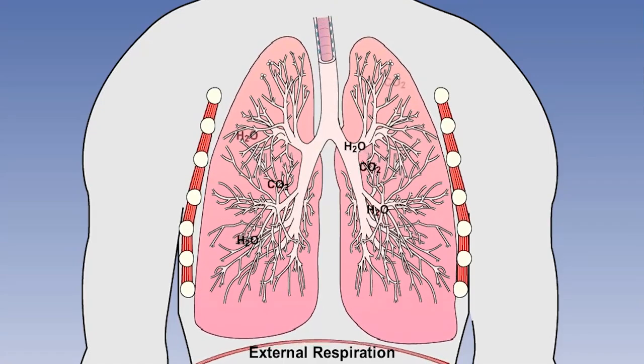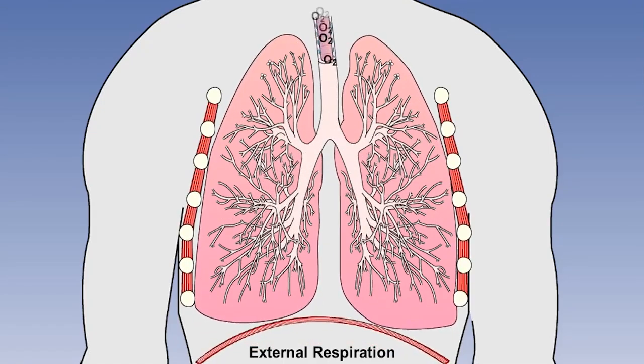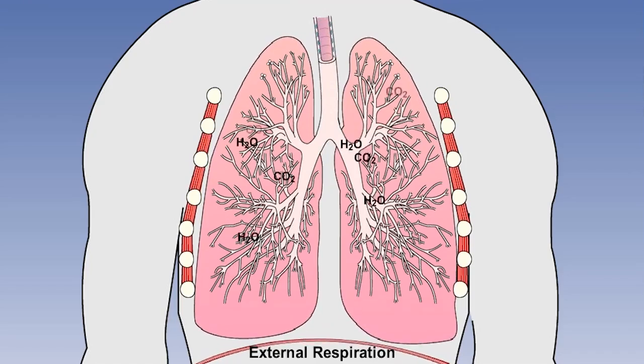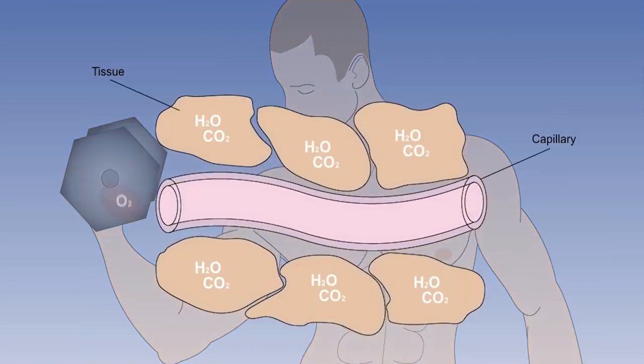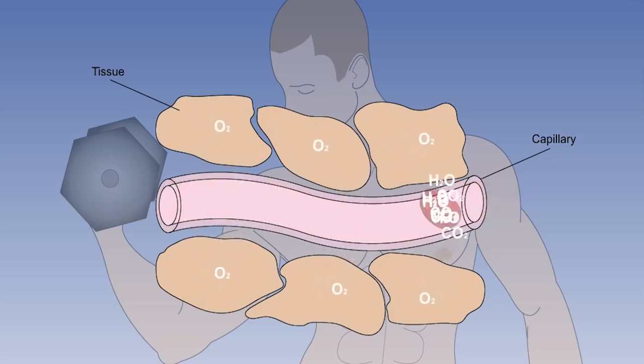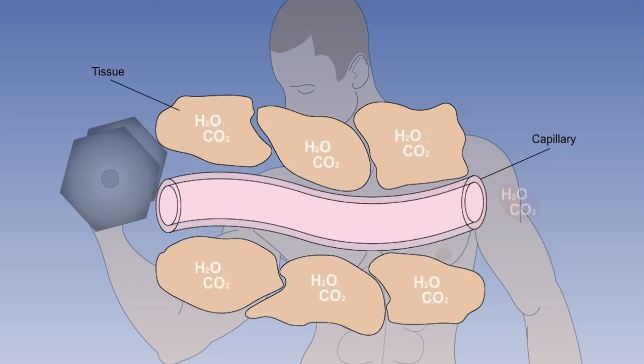The gas exchange process at the lungs is called external respiration. Internal respiration is the expression used to describe the process by which gases are exchanged in the tissues during the work carried out in cells.